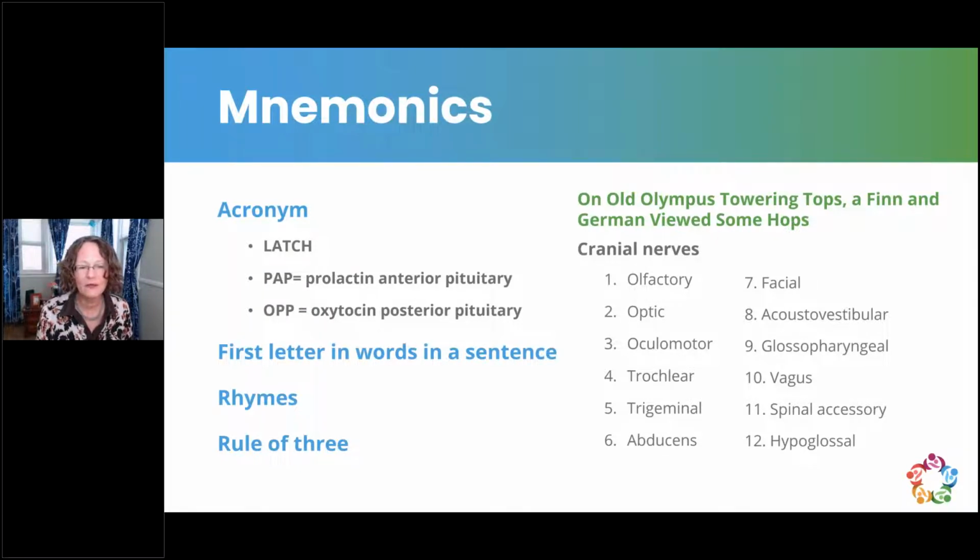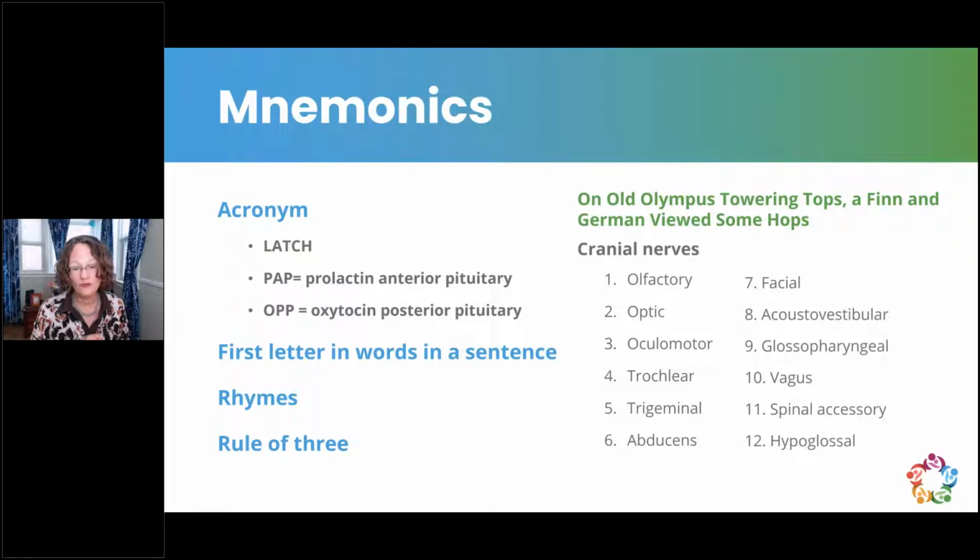A really easy example is the LATCH system, which was developed to help breastfeeding workers remember what to look for. L is for latch, A is for audible swallow, T is for nipple type, C is for comfort, and H is for the amount of help which is needed.